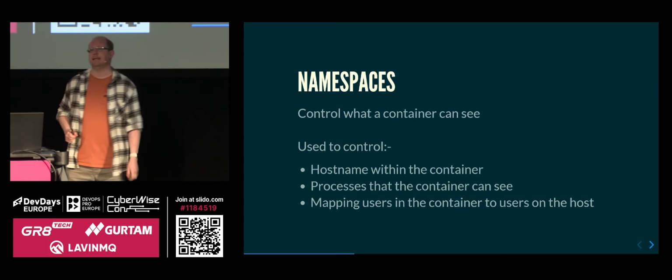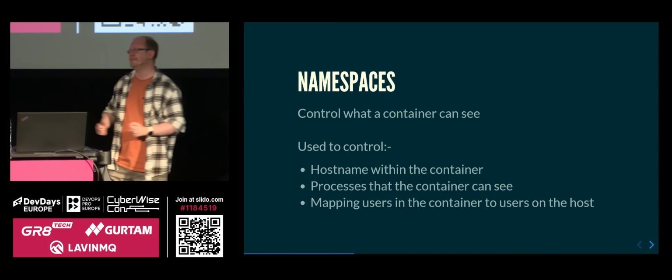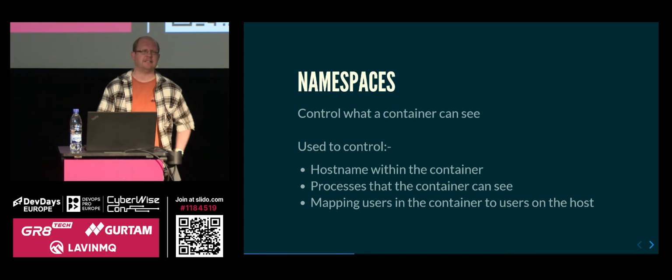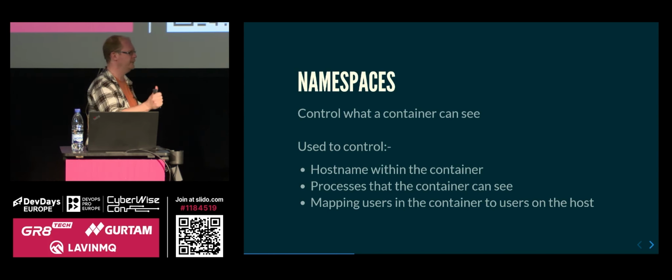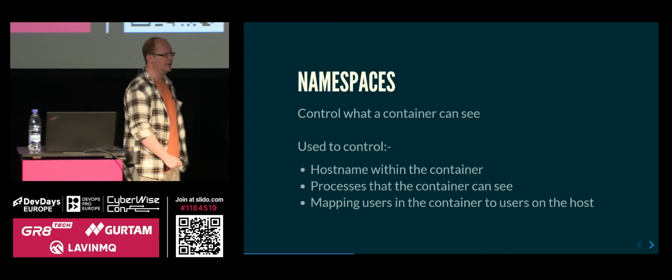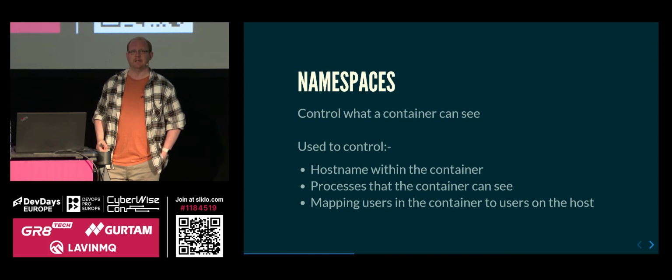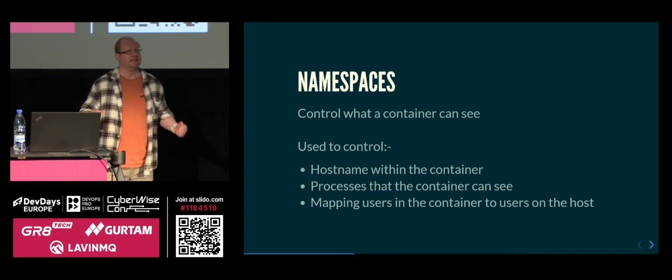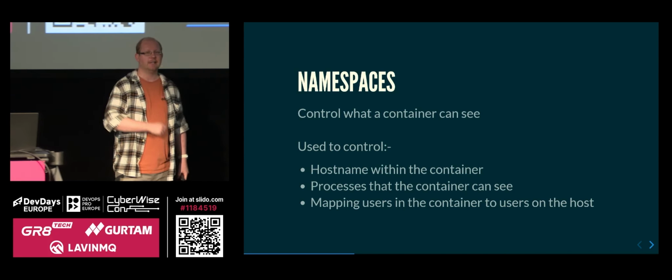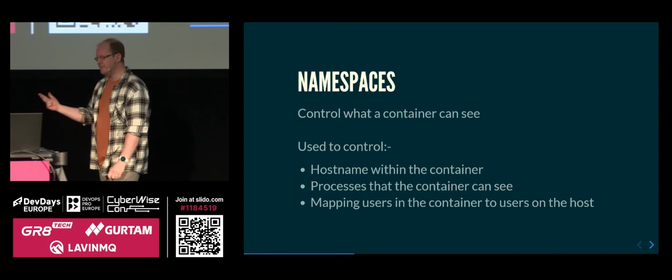The UTS namespace, the Unix time-sharing system namespace, which sounds a little bit scary, but all it really does is isolate host name and domain name. IPC namespace, inter-process communication namespace, which isolates inter-process communications, things like message queues, semaphores, and shared memory.